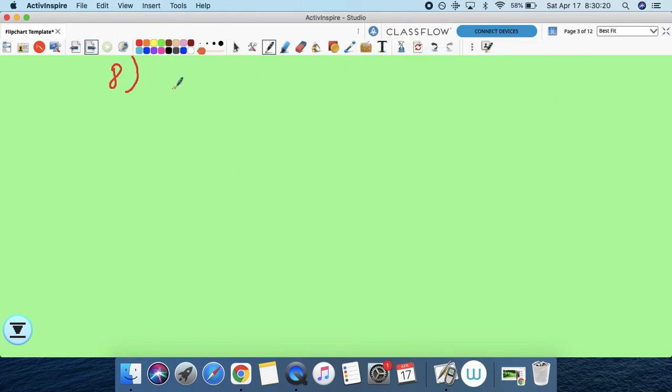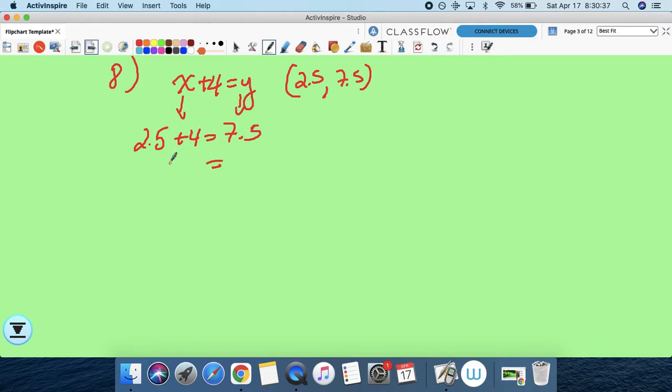Okay. 8. Again, another one we check. This one's easy. x plus 4 equals y. And the point we're checking is (2.5, 7.5). So x is 2.5 plus 4, and y is 7.5. So let's check. What's 2.5 plus 4? It's 6.5. So again, this one, no, it's not on the line.